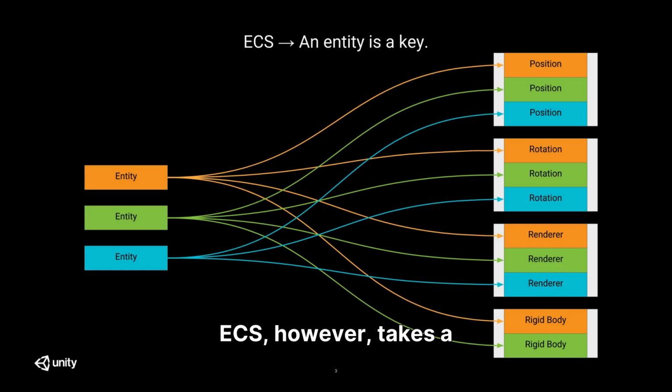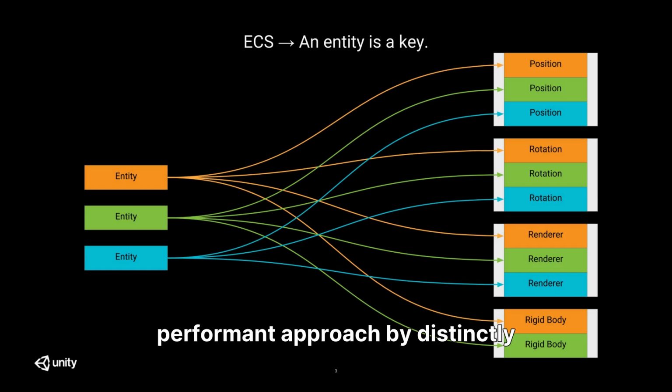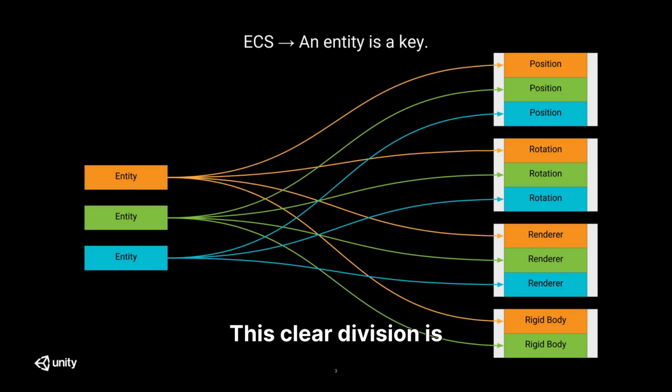ECS, however, takes a fundamentally different and more performant approach by distinctly separating these concerns. Raw data is isolated into lightweight components, and the operational logic is centralized within specialized systems. This clear division is a cornerstone of its efficiency.